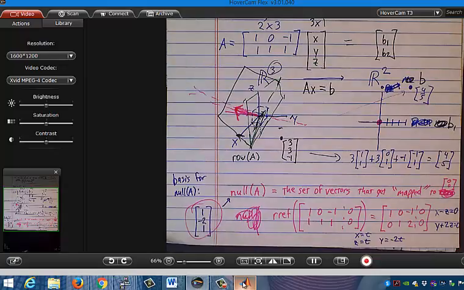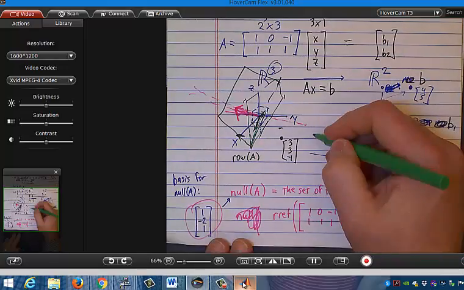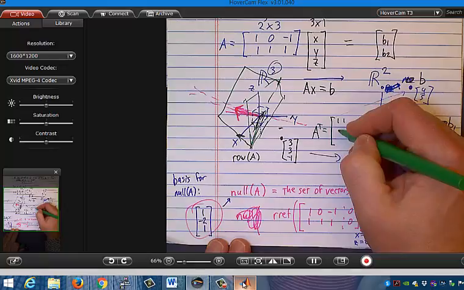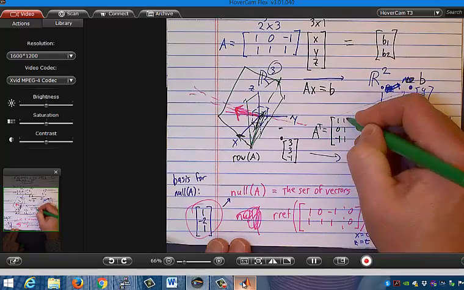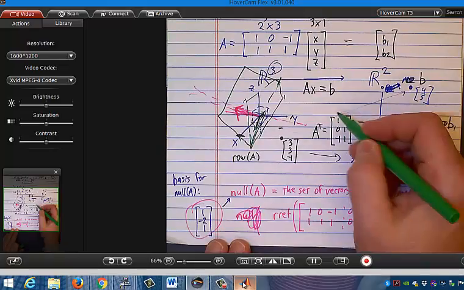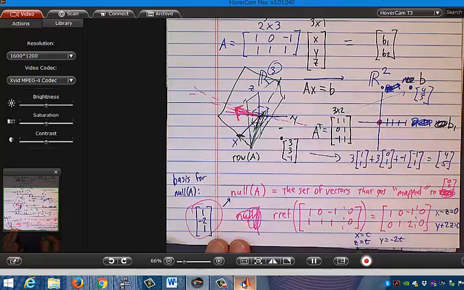Now, related to what Tyler asked me about, A transpose. What does that look like in this picture? Let's see. A transpose would look like this. It would be 1, 1, 0, 1, negative 1, 1, right? What's its dimension? 3 by 2. Therefore, it is a map from where to where? R2 to R3.